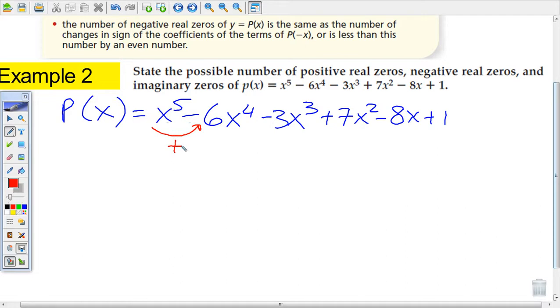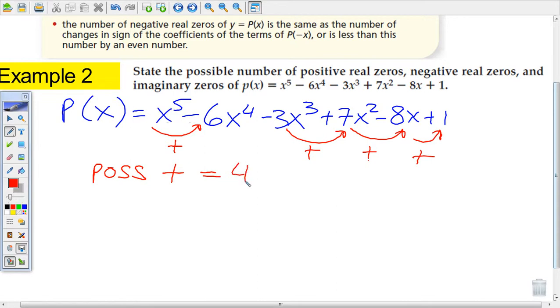Change. How about between negative 6x to the fourth and negative 3x cubed? No, not there. How about between negative 3x cubed and 7x squared? Yes, there's a sign change there. How about between the quadratic and the linear term? There is. How about the linear and the constant term? There is. How many are there, sign changes, that is? 4. So we're testing right now the positive sign changes, because this is p of positive x. How many possible sign changes are there that are positive? So the possible positives are 1, 2, 3, 4, and then it goes down by 2's. So 4 or 2 or 0.